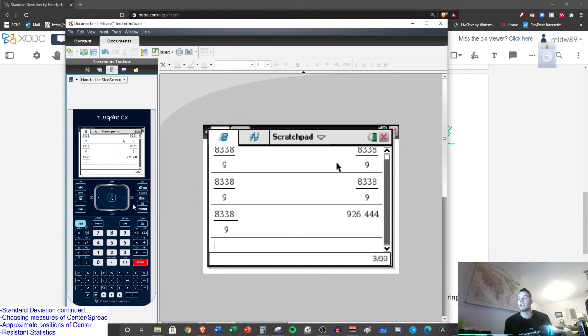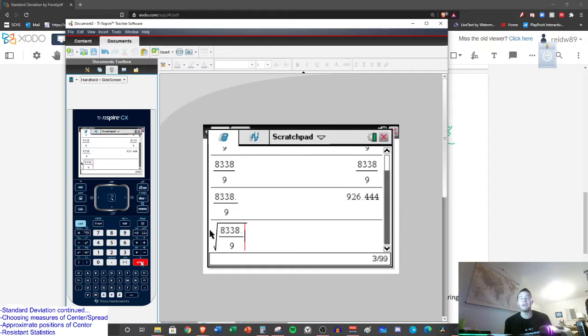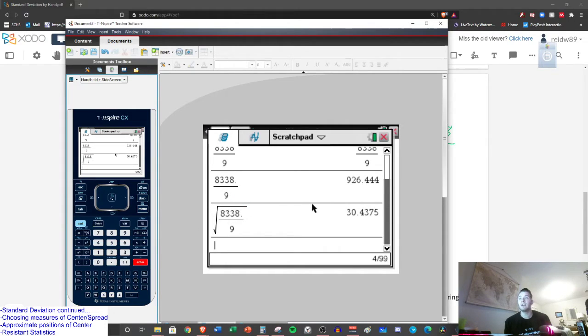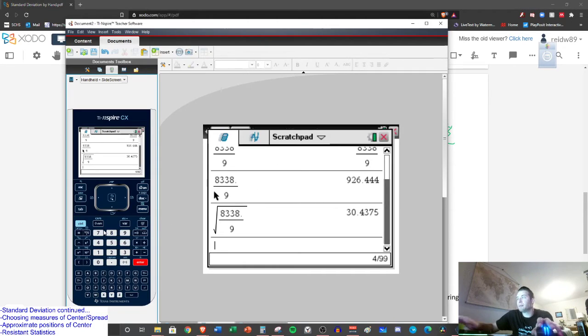So let me show you what I want to do on the calculator. I'm going to do Control X squared to get that. Then I'm just going to go back up. Instead of typing it in, I'm just going to hit enter and it pastes it in for me. It's really nice. You hit enter, 30.4375 is the standard deviation.